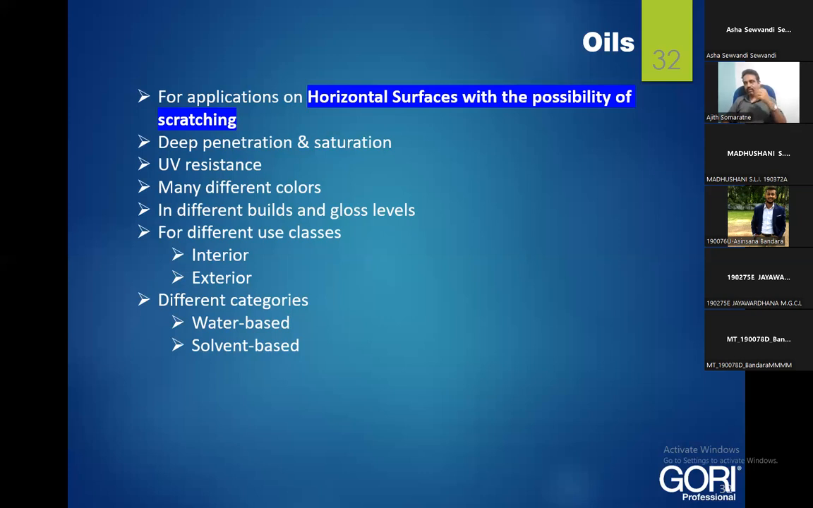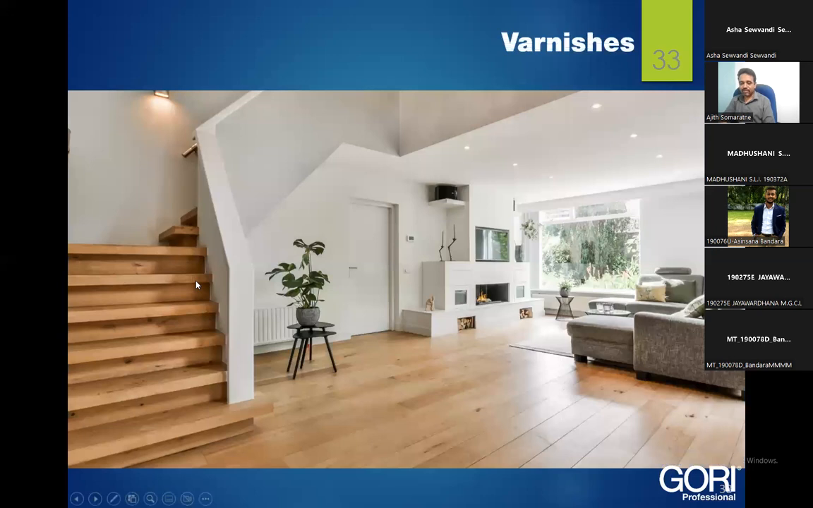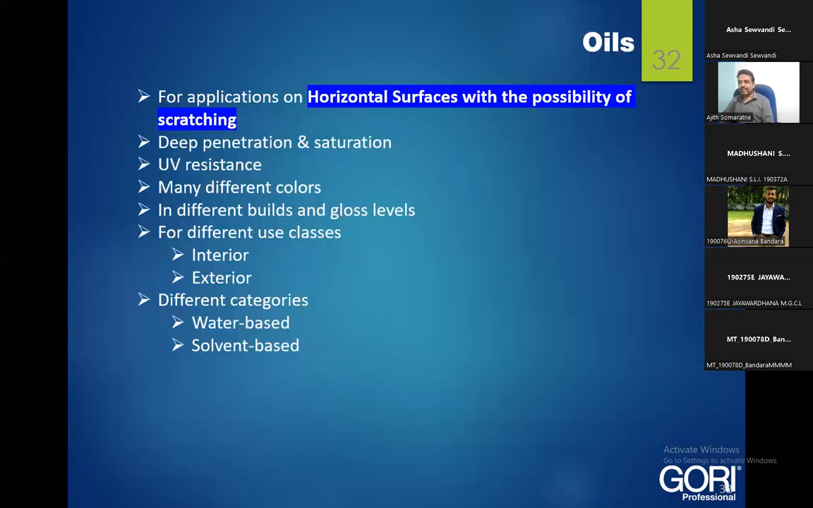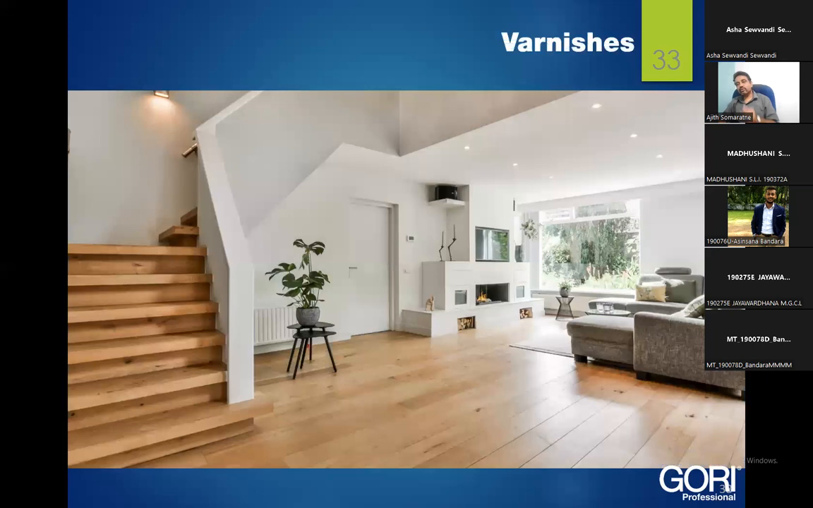So this is the oil. Normally now oils also come with UV resistance and in many different colors, in many wood colors or other colors. This is something copied from the previous slide. It does not come in different builds or different gloss levels. It normally comes in matte, just a very thin coating surface, but penetrated into the wood. For different use classes, oils come, because for interior we use them for furniture sometimes, but especially oils come for exterior. In different categories, oils also come in water-based and solvent-based categories, right? So that is about oil.